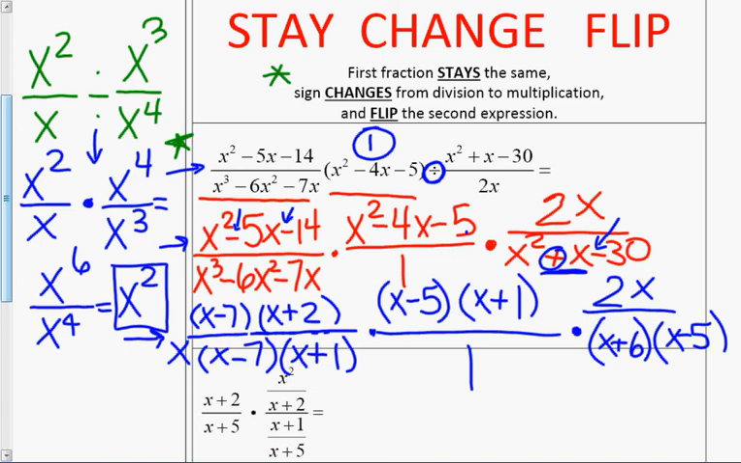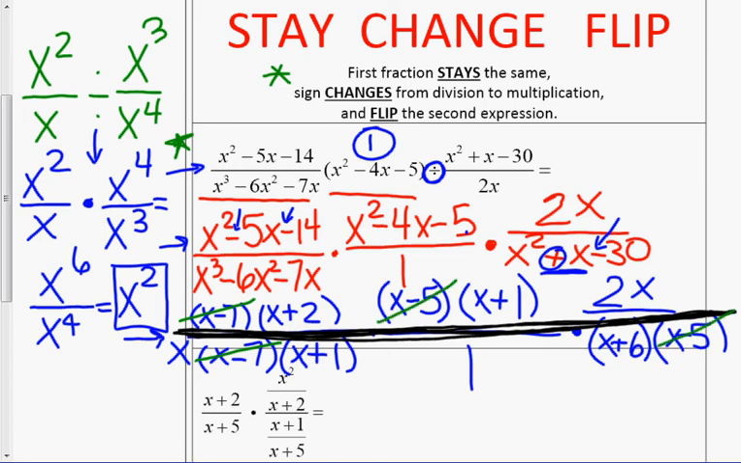We cancel. We want to get rid of anything that's the same. Now remember what it means to multiply fractions. We just go straight across, okay? So anything that's in the numerator can be canceled with anything that's in the denominator. So I have an x minus 7 and an x minus 7. I have an x minus 5 and an x minus 5. I have an x plus 1 and an x plus 1.